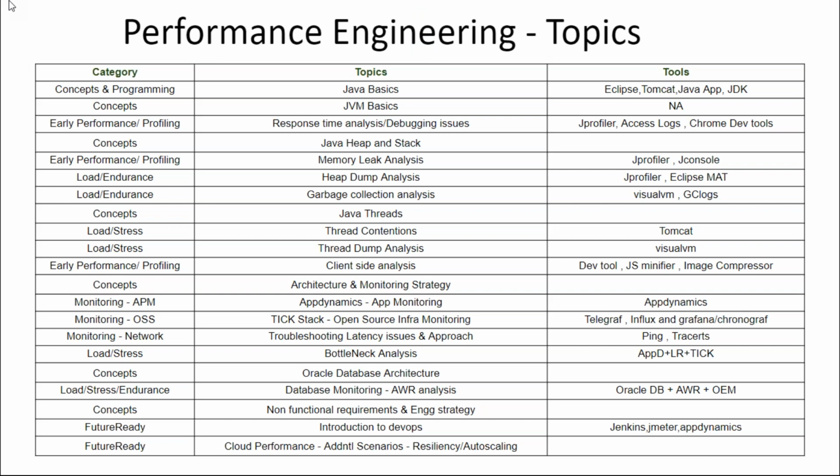And then we'll connect with the database to enable the snapshots, to configure the snapshots, to take the snapshots, and to get the AWR reports, and then analyze the same. So the entire thing we'll cover from a database perspective. And then we'll move into the non-functional requirements and engineering strategy. All the concepts, all the basics which we have learned, all the engineering activities which we have learned, we'll try to go and put together an engineering strategy.